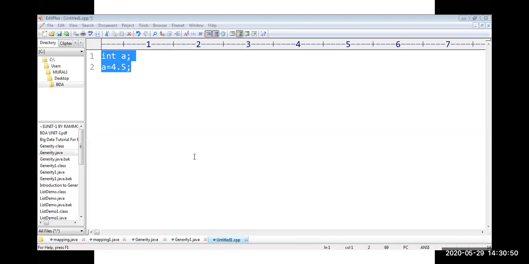So semantically not accepted. The syntax analysis will identify whether the lines are according to the grammatical rules of the programming language or not. And semantic analysis will verify whether the lines are meaningful or not. Clear. Now one more example.